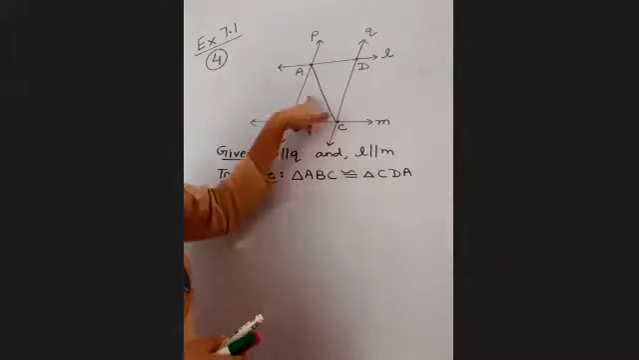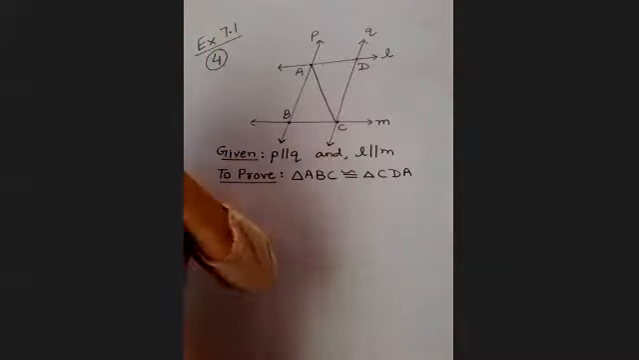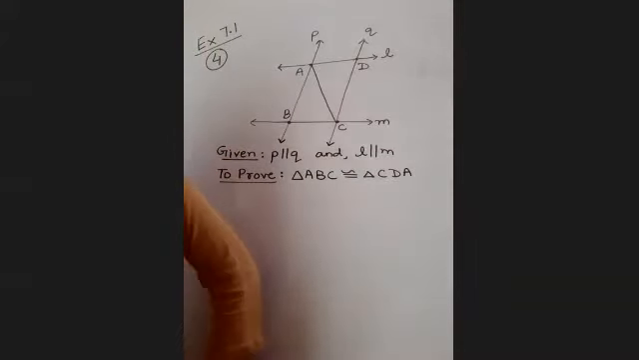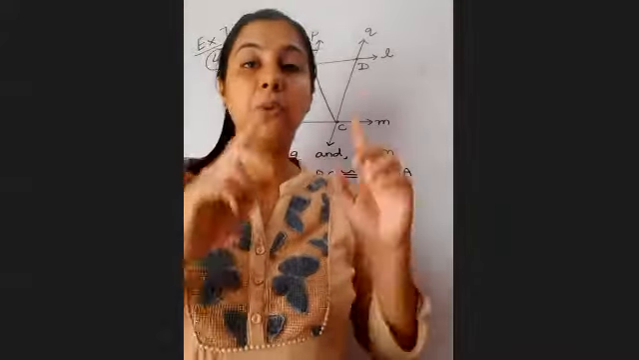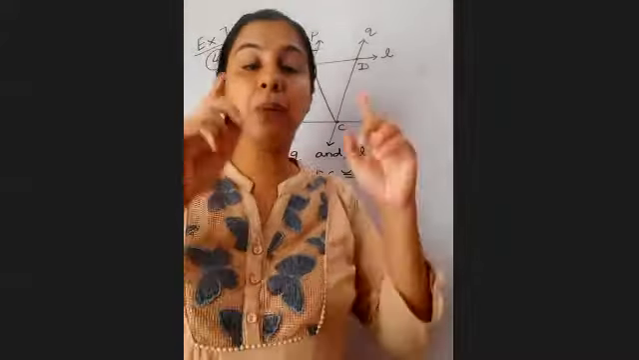Children, whenever we are given that two lines are parallel, we should have three things in our mind: either Z, alternate angles, F, corresponding angles, or C, co-interior angles. Now, which figure is clearly visible from the figure? Z, F, or C? Ma'am, Z. Very good.